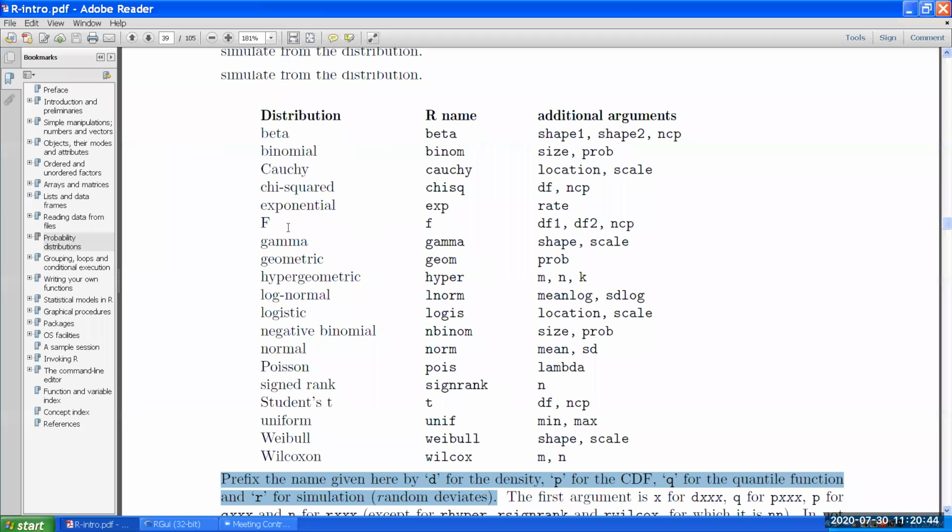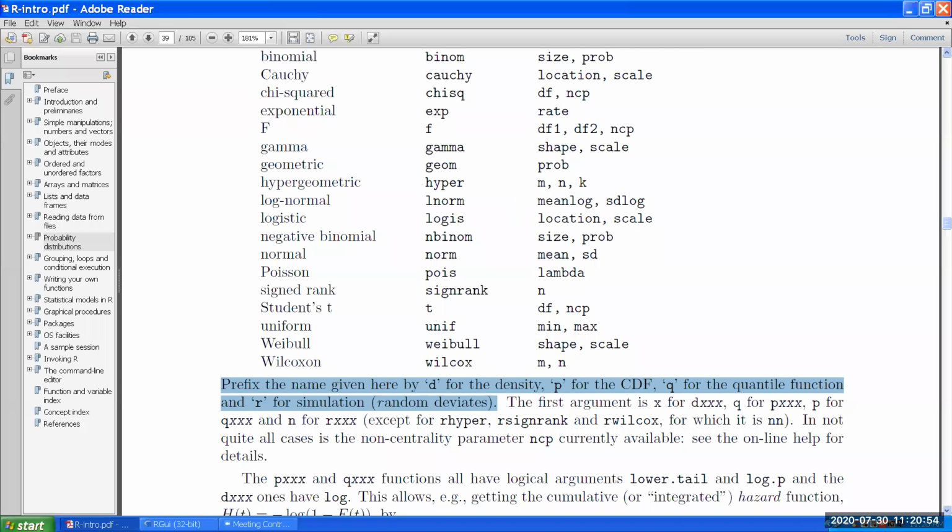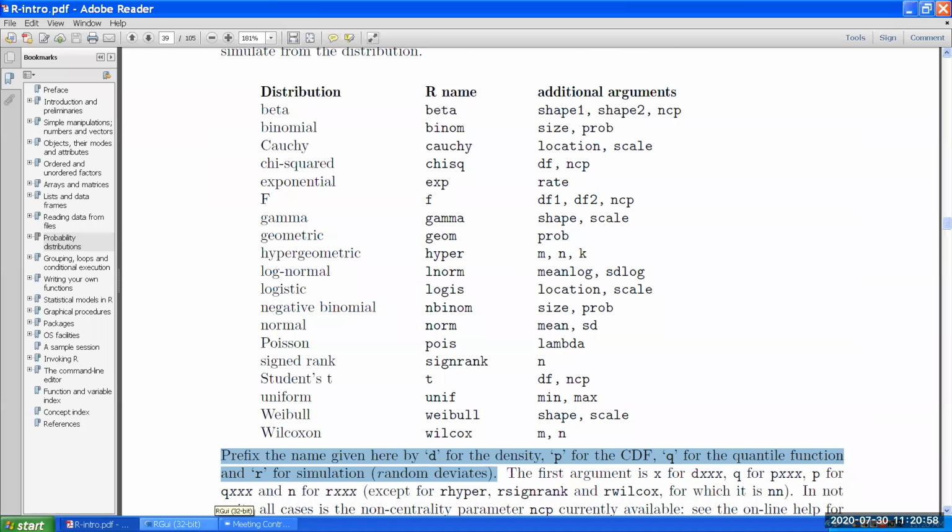For binomial distribution, size, probability. So when we are giving the density, we have to give the x values. That is the thing actually.